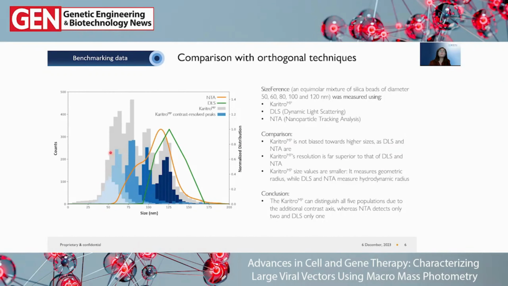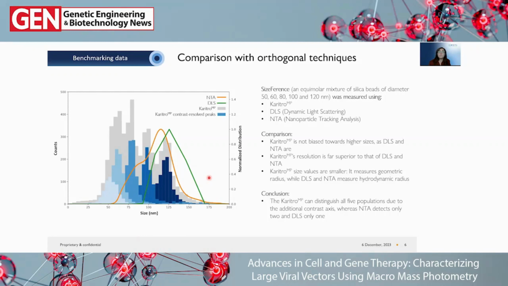The gray histograms would correspond to the size measurement obtained with the KaritroMP of the 5 different populations coexisting in the Sizeference calibrant. In the shades of blue, what you can see is the resolution of the 5 populations based on their contrast values. So basically, we are identifying where the single populations would appear based on their resolution in terms of contrast. What you have in here is also an orange line showing you the NTA data, and the green one showing you the DLS data distribution.